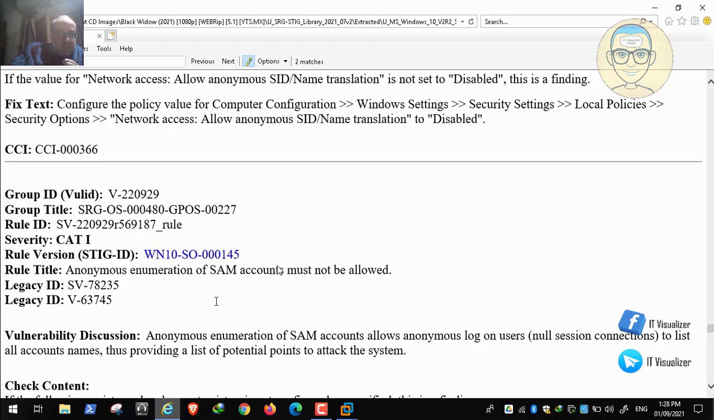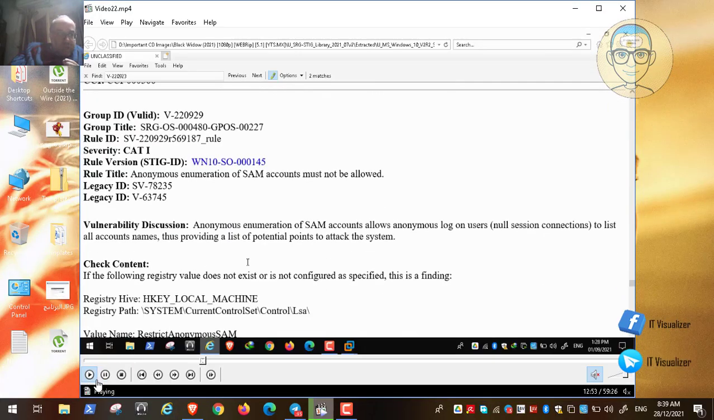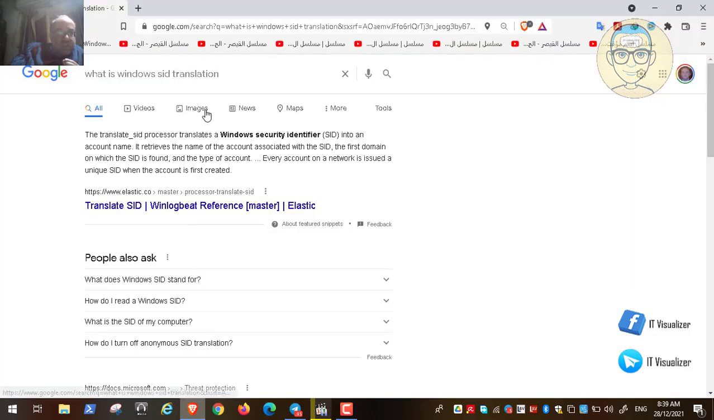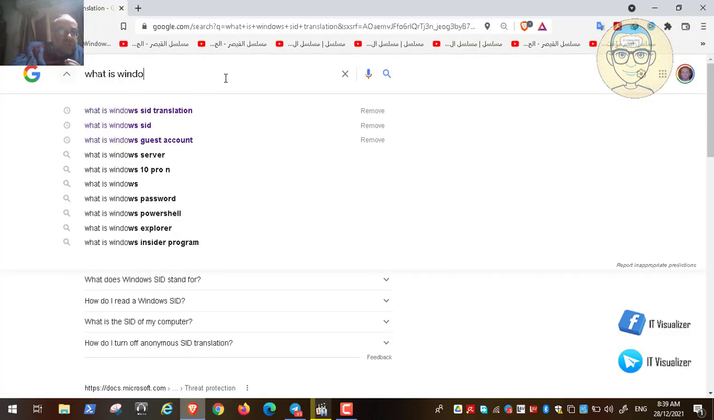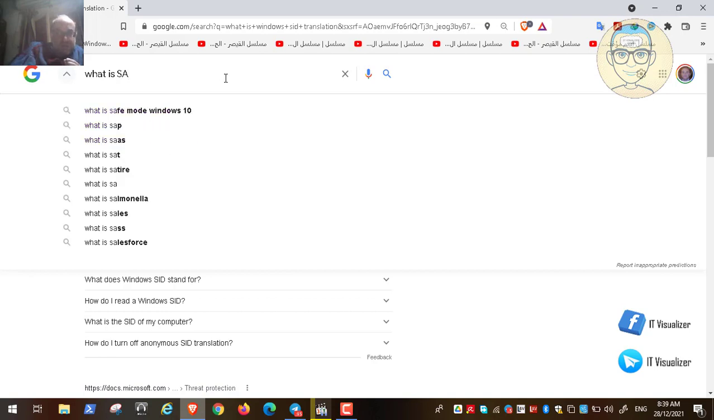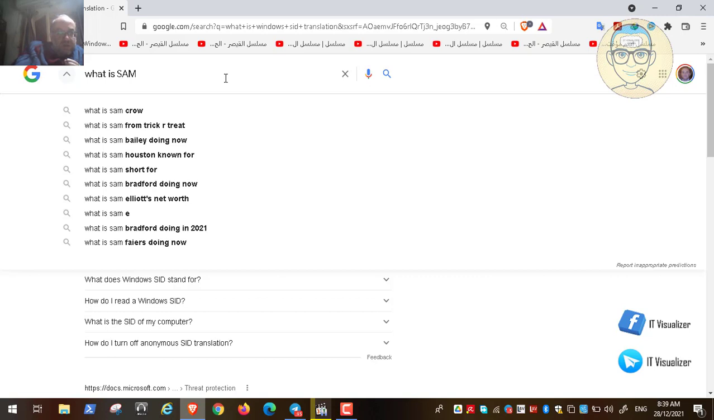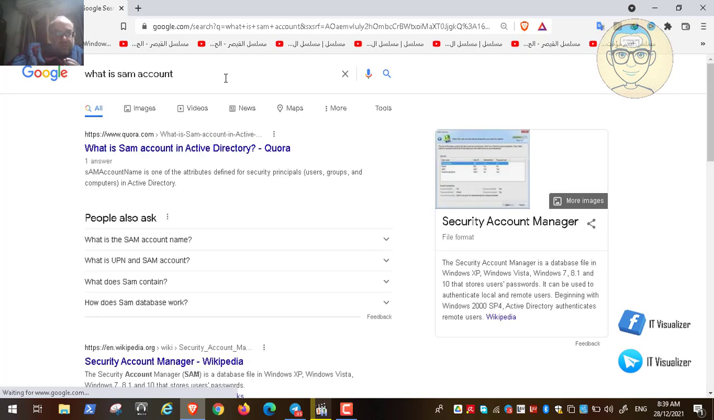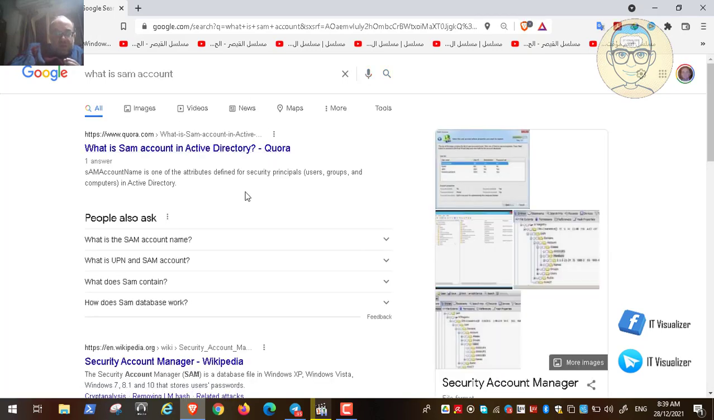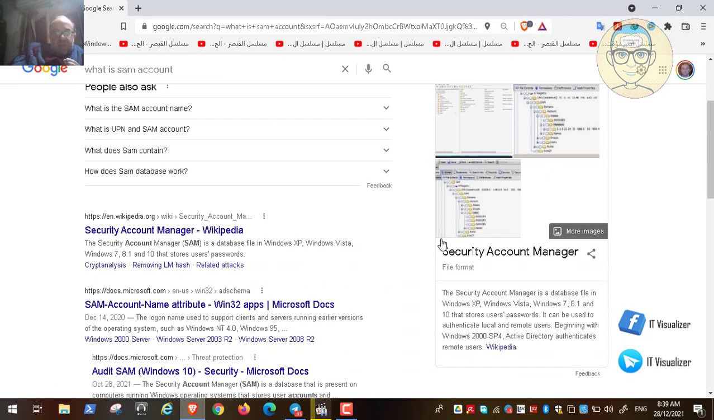Okay, SAM, let's get a little bit closer. What is SAM? Let's go and search what is a SAM account. SAM, Security Account Manager, is a database file in Windows XP, Windows Vista, Windows 7, 8.1 and 10 that stores users and passwords. So here he's saying that any user saved to this database should not be enumerated.